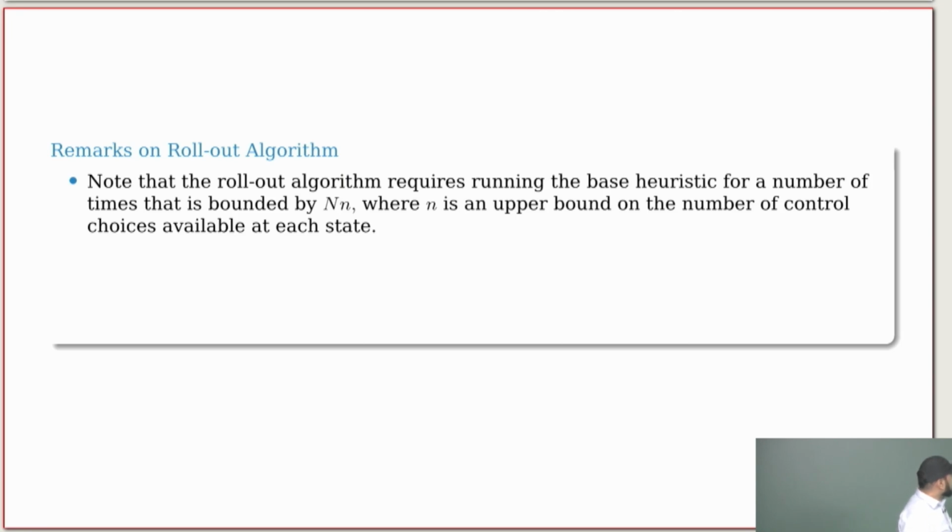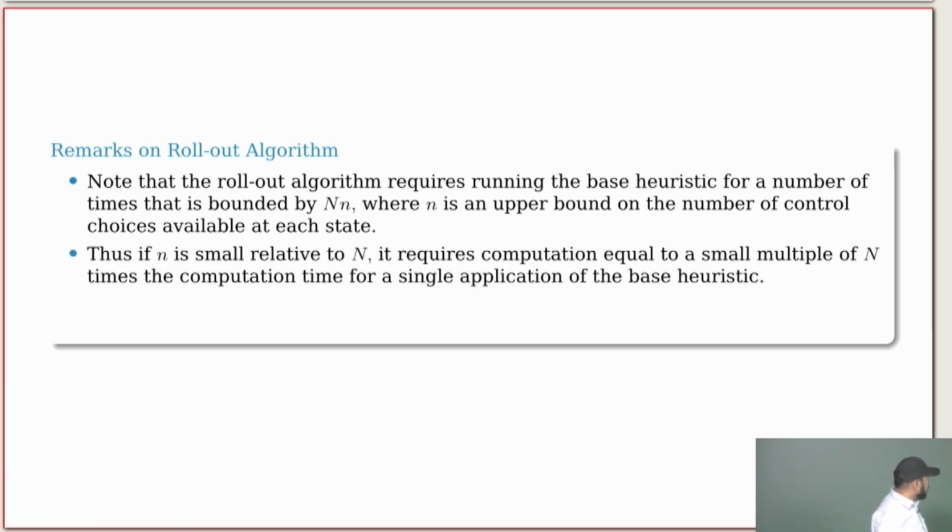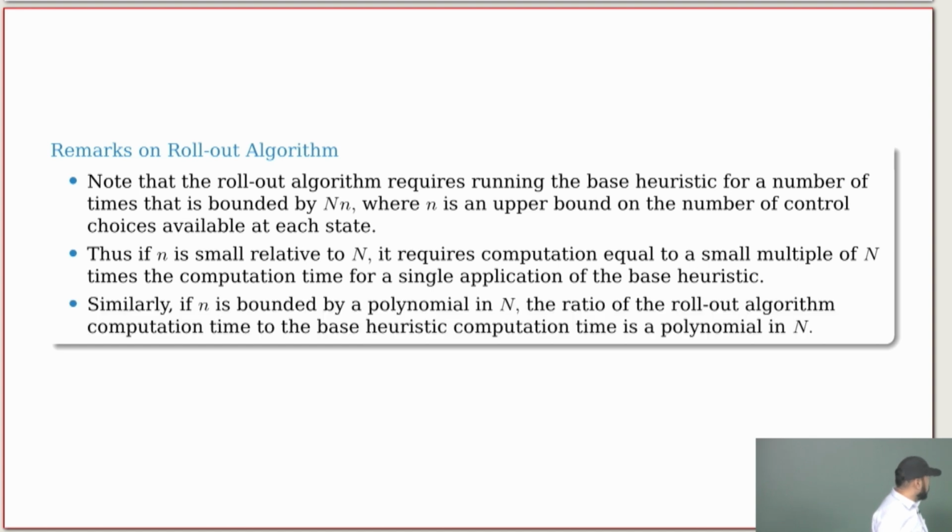Note that the rollout algorithm requires running the base heuristic a number of times that is bounded by n. Here, capital N is the number of steps in your finite horizon, and small n is the number of controls you're going to explore in the rollout. So the total explorations that you will do is bounded by n, which is much cheaper than the exact DP algorithm. If n is small relative to N, it requires computation equal to a small multiple of n. So complexity is reduced, but obviously it's an approximation.